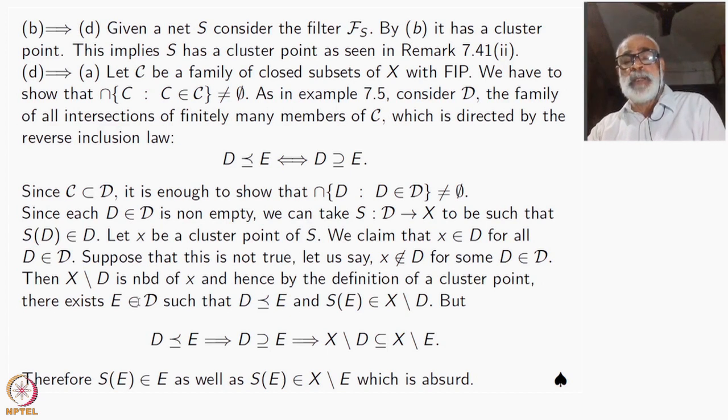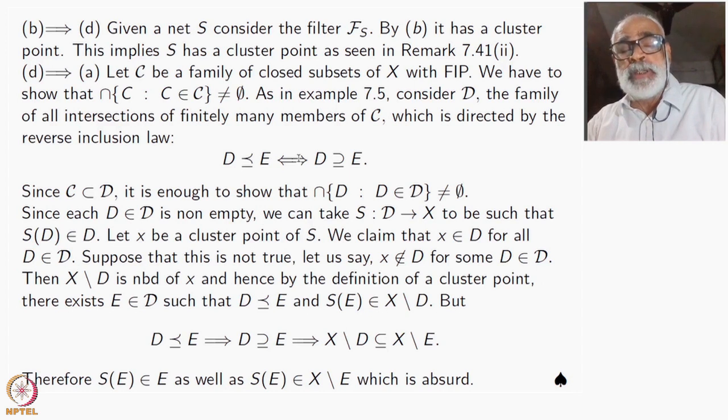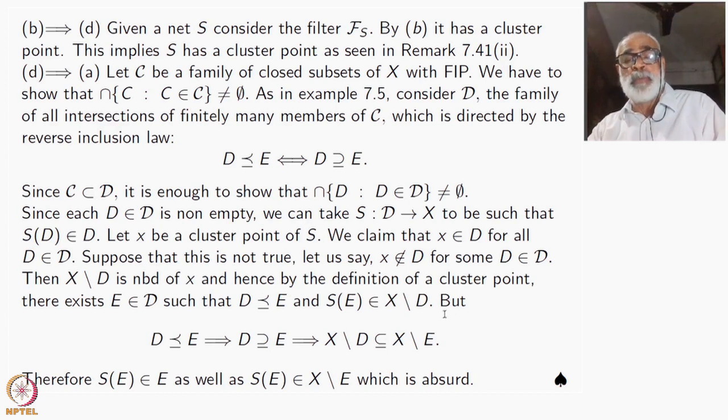This we have actually seen, but I will repeat it because you might have forgotten how it came. Suppose this is not true. Suppose x is not inside some member D belonging to curly D. Then X minus D is a neighborhood of x, because each member in curly D is a closed subset. Hence, by the definition of a cluster point, there exists an E belonging to curly D such that for all members following E, all the S_E will be inside X minus D. Remember, D is less than or equal to E implies D contains E, and S_E is inside E all the time. So S_E is inside D.